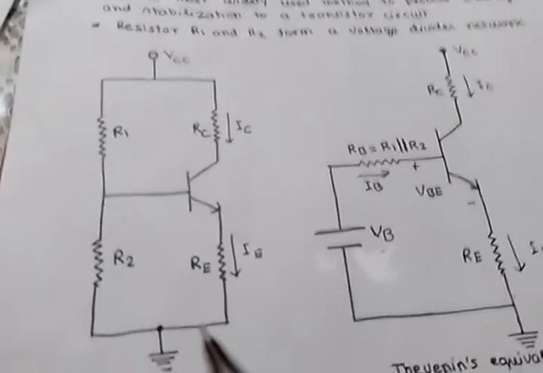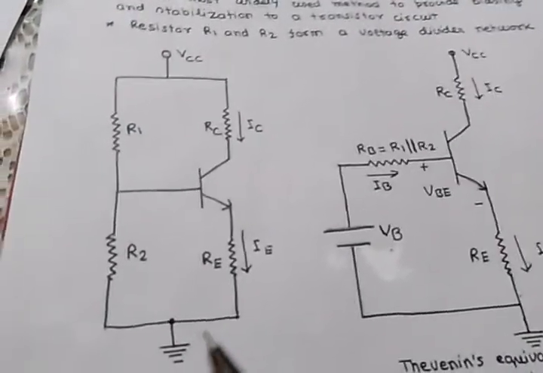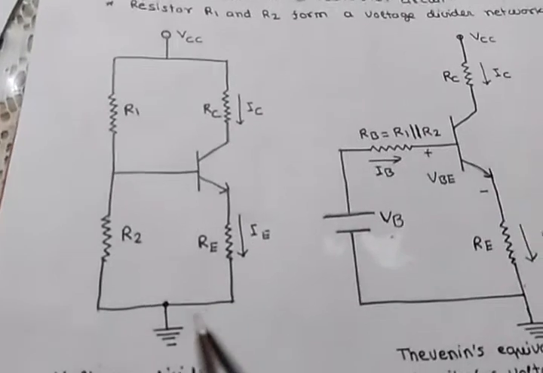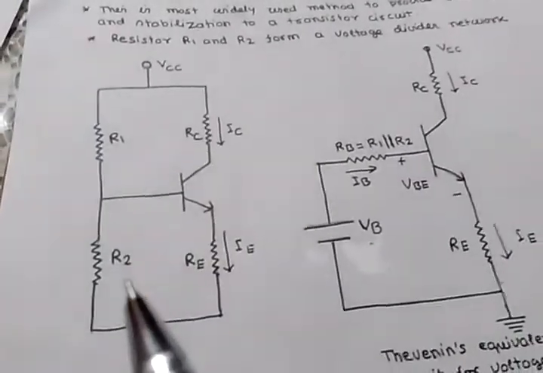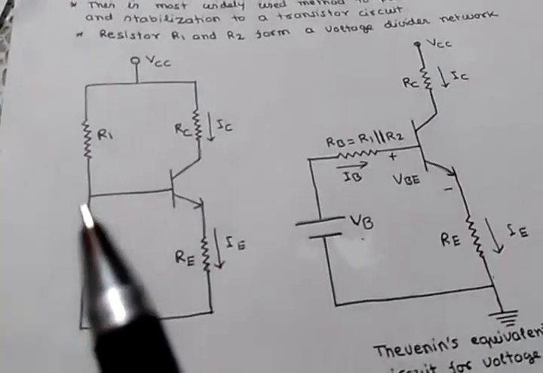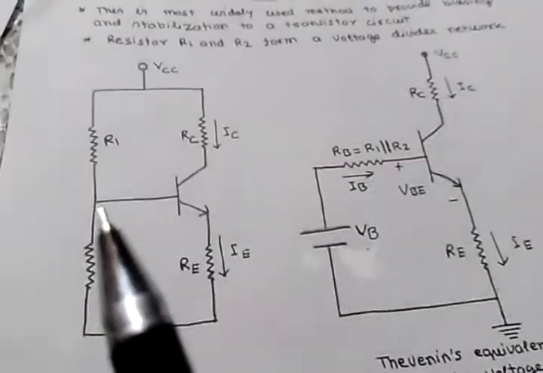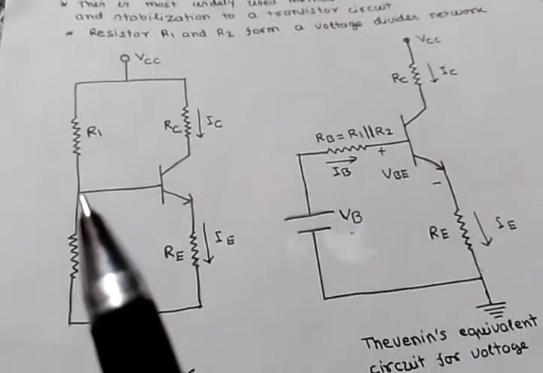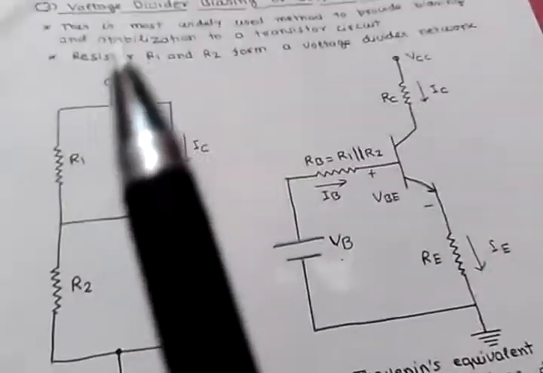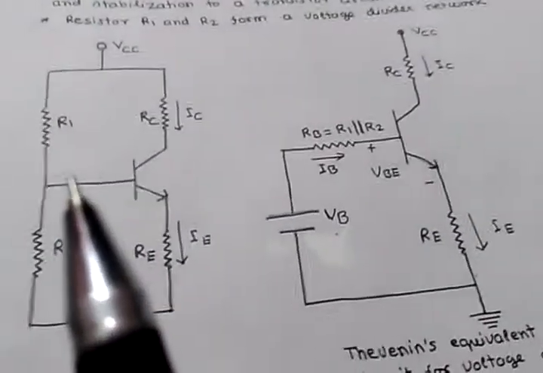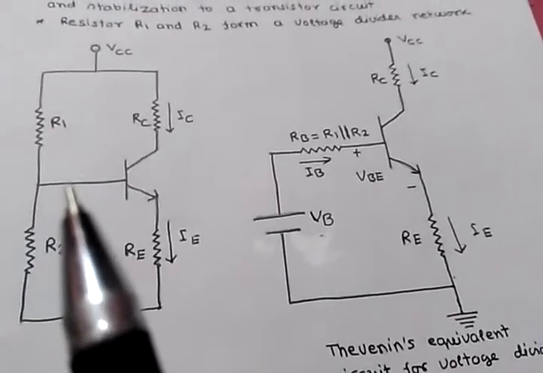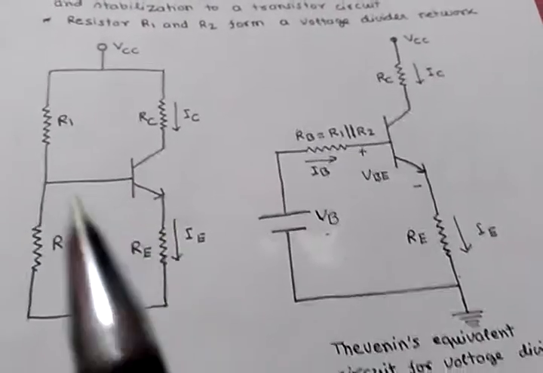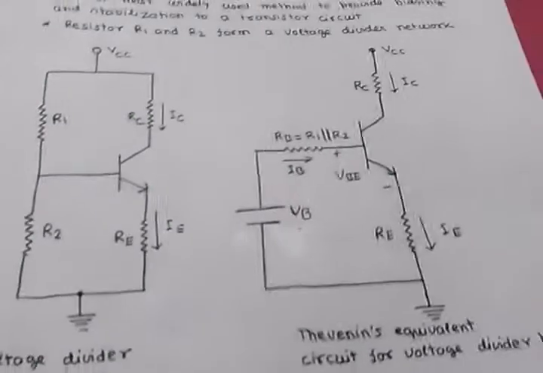This is the circuit diagram of voltage divider biasing or self-biasing. In this circuit, two resistors R1 and R2 are used to form a voltage divider network. This voltage divider network divides the supply voltage and provides the required voltage at the base of the transistor to keep the base emitter junction forward biased.